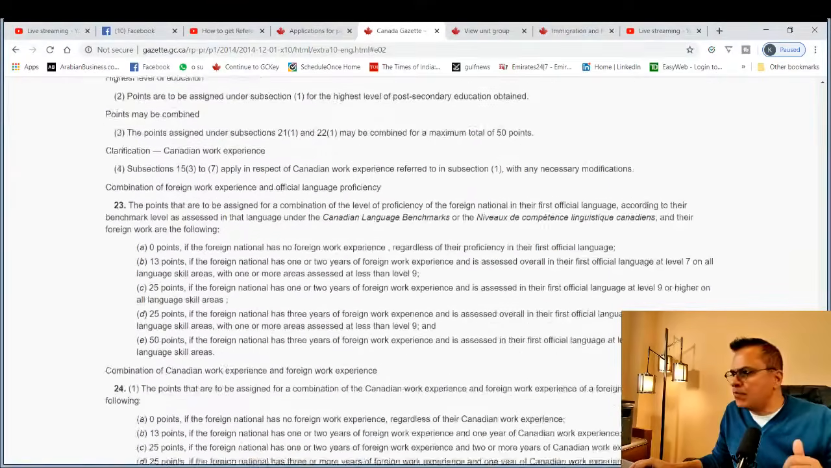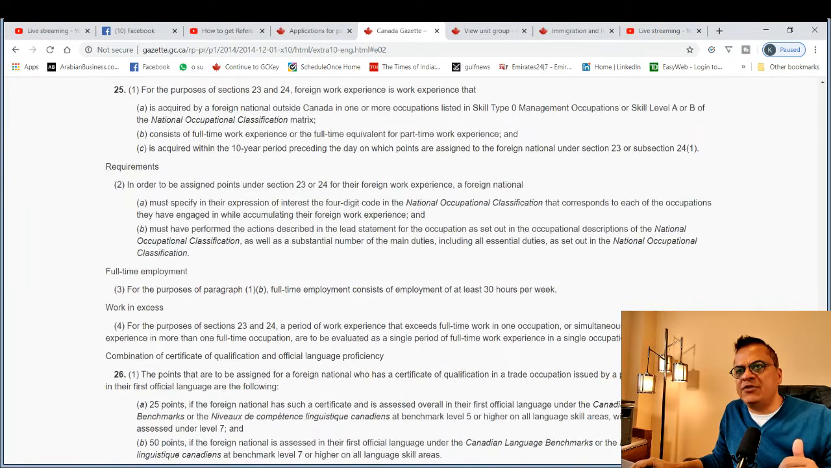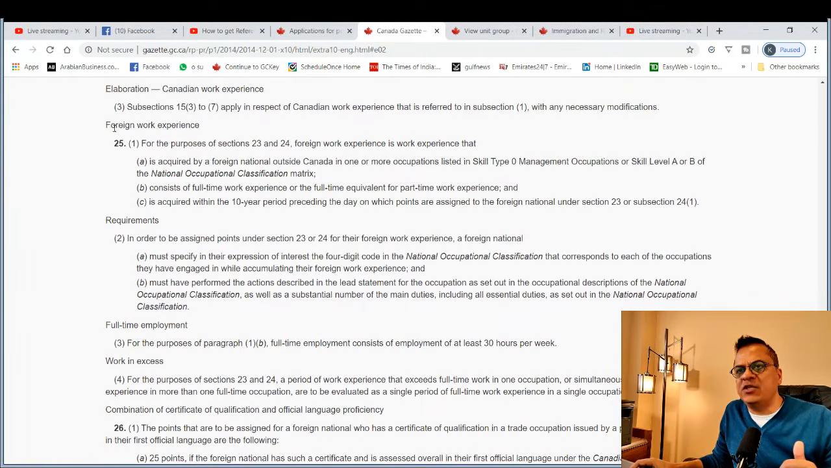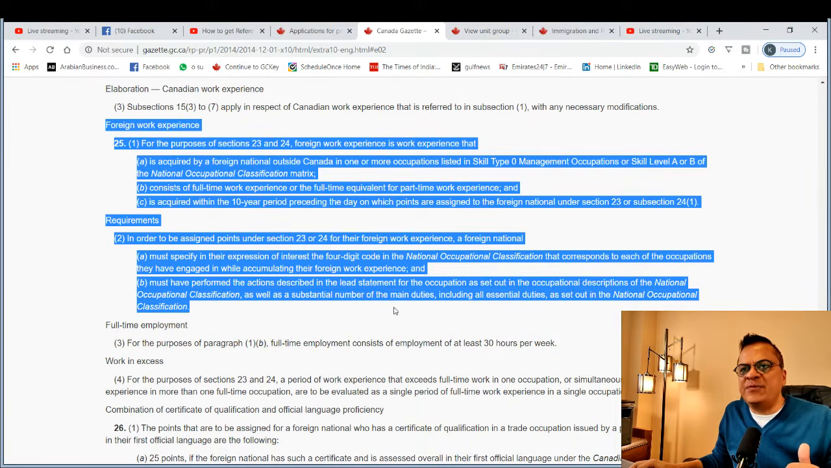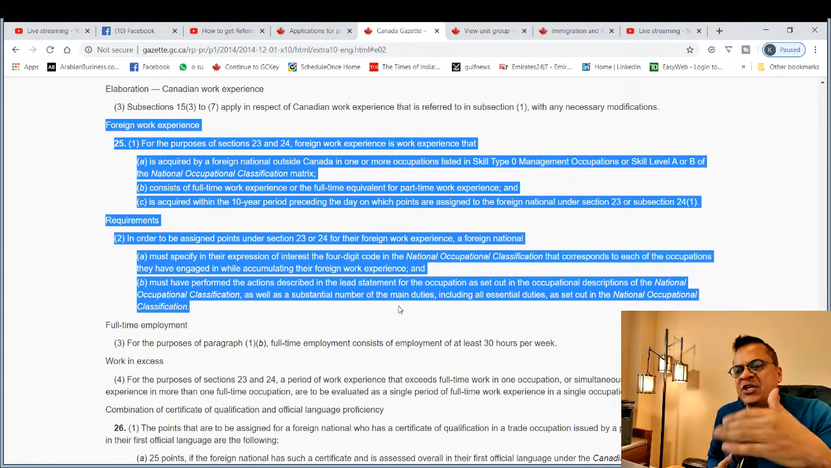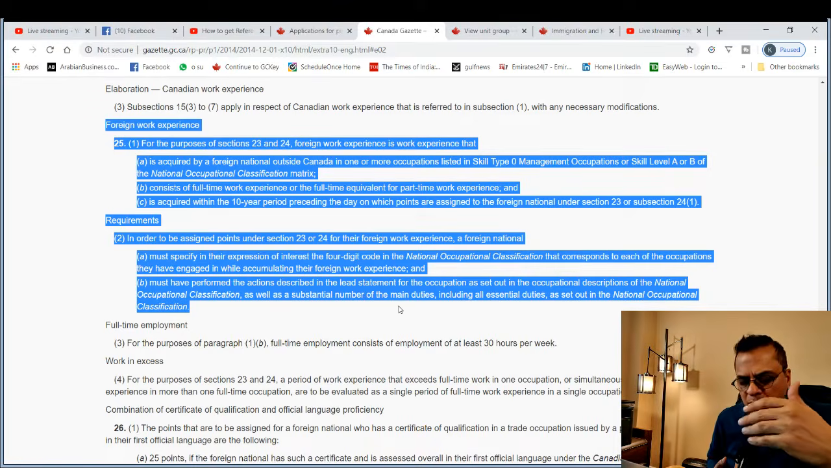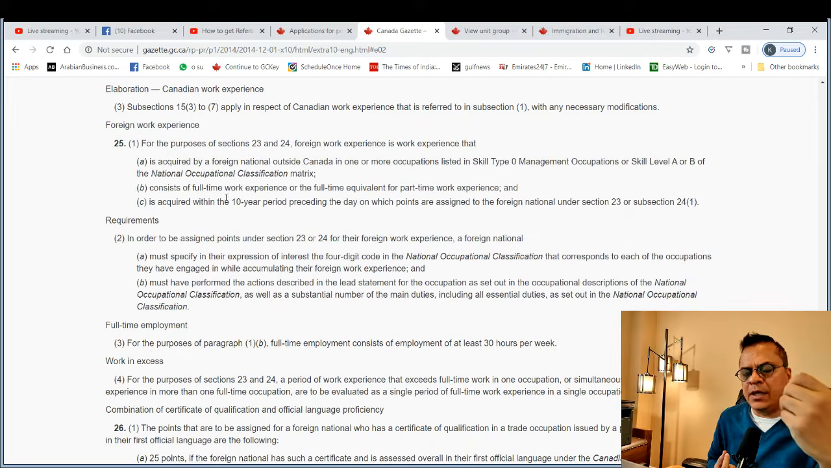Okay, so the subject for today is foreign work experience, and this is what we are dealing with. Our two most important sections here are section 25.1 and section 25.2 under the ministerial instructions. Sections 23 and 24 talk more about the points in relation to Canadian work experience, but since our interest is only in foreign work experience, this is how you're going to look at it.